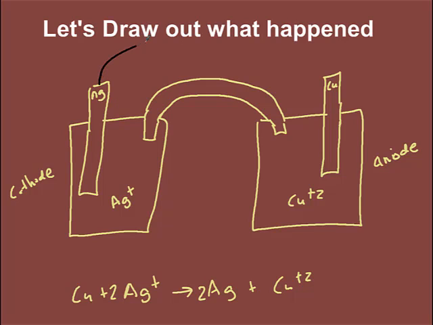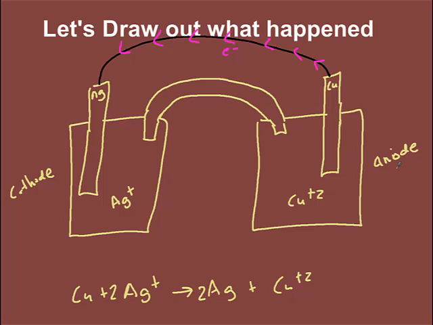We also need to have a wire for our electrons to flow. So if we were to draw it, we would say that the electrons are going from the anode to the cathode. So those are our electrons.